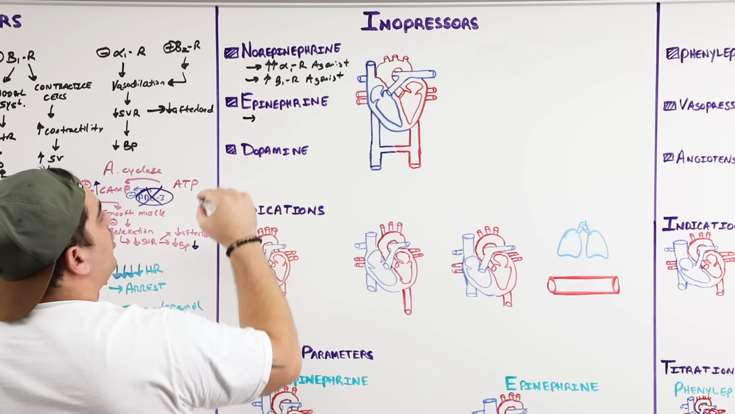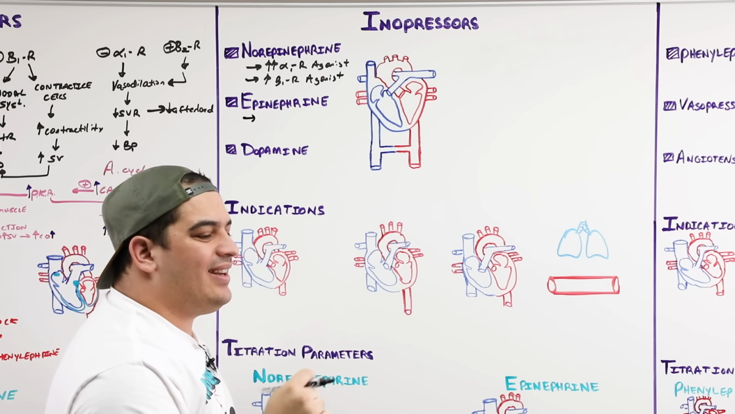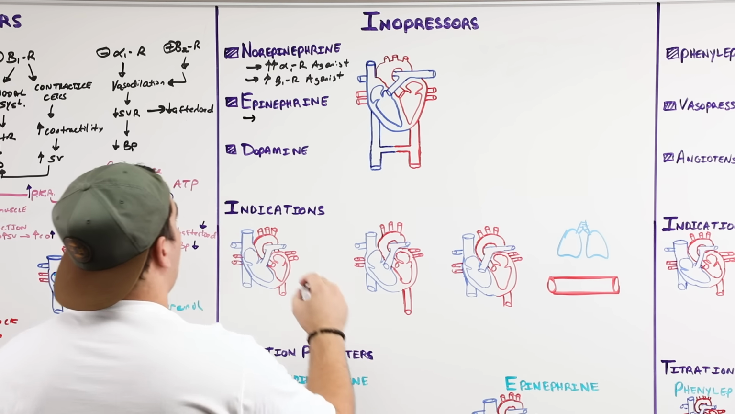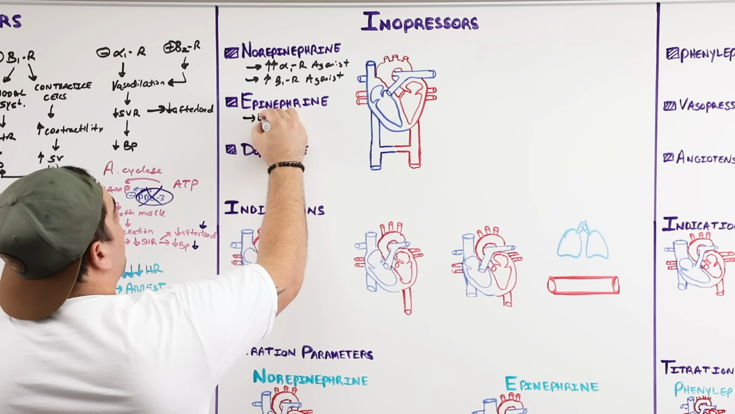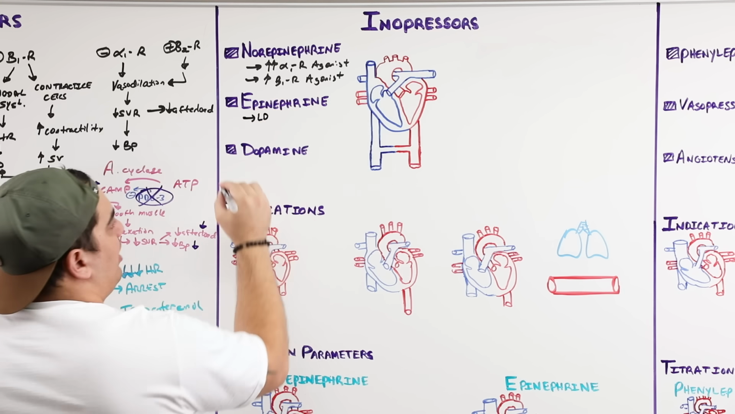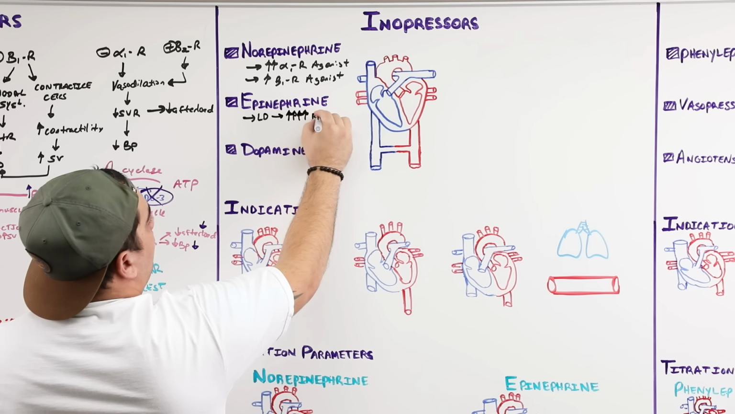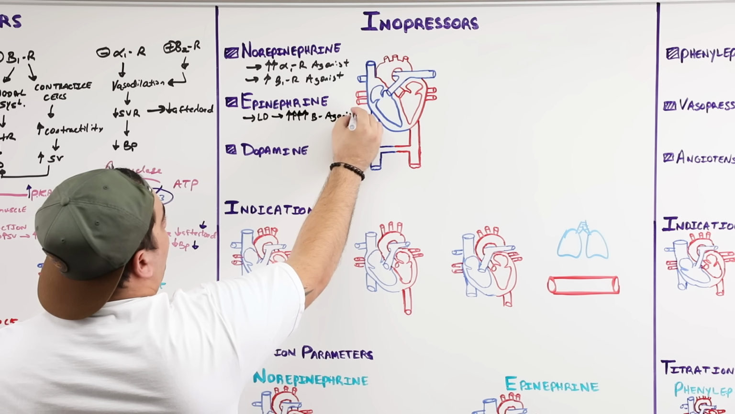Epinephrine. What I want you to remember about epinephrine is that its effect is somewhat dose dependent. Okay, so on lower doses, we'll put LD. On lower doses, it's primarily a heavy beta agonist. What type of beta agonist?